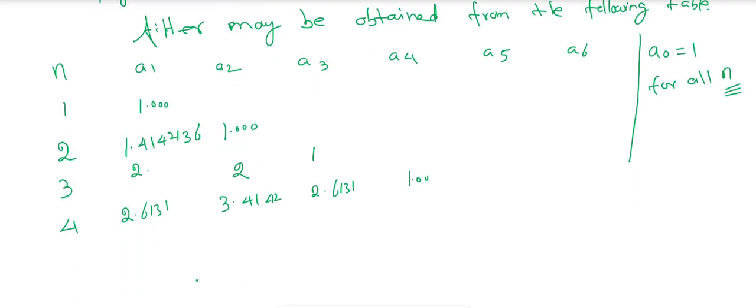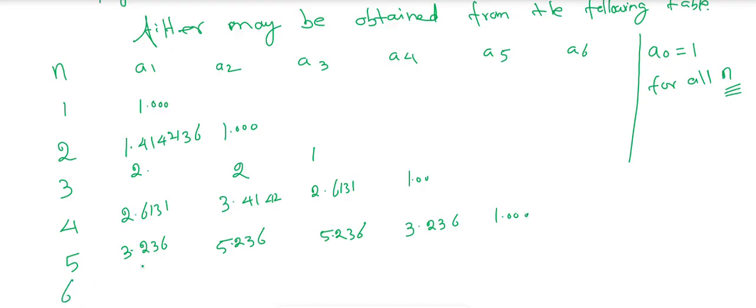If n is equal to 5, a1 value will be 3.236, and it will be 5.236, and a3 will be 5.236, and a4 will be 3.236, and a5 will be 1.